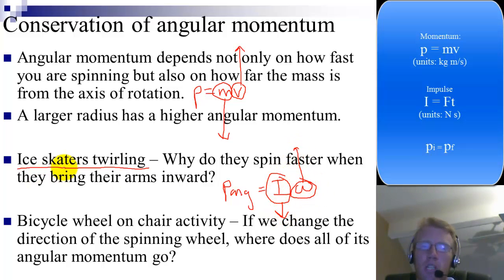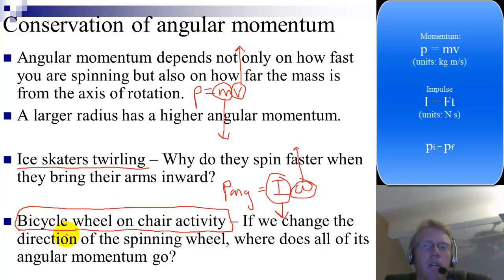And so you all have watched ice skating, right? When the person draws their arms and legs in, they start to spin really, really fast. And so that's a really cool application of that. In class, we're definitely going to do this activity, so I'll save it for then, but if I forget about it, make sure you remind me in class to do the bicycle wheel activity.